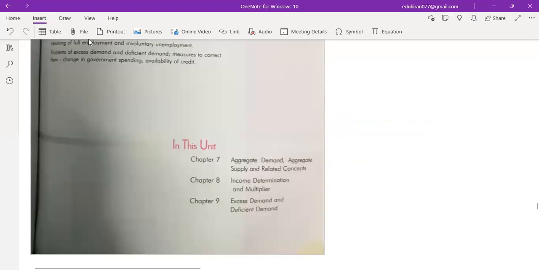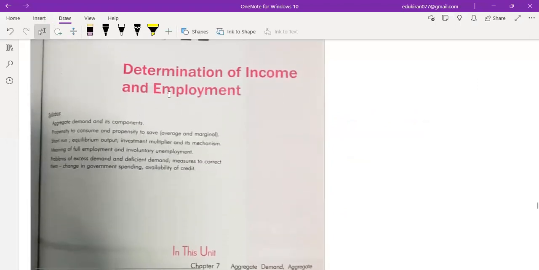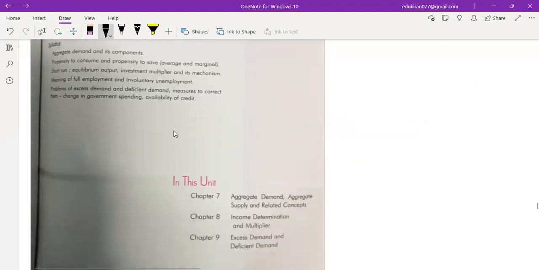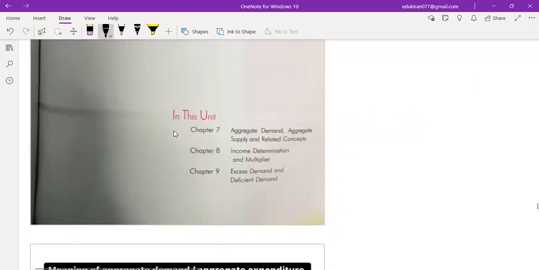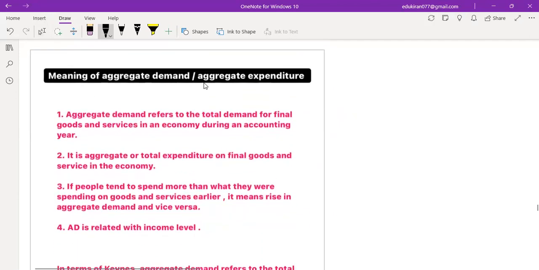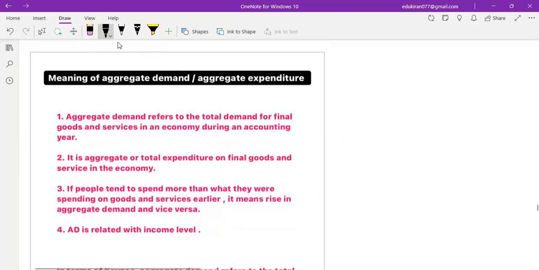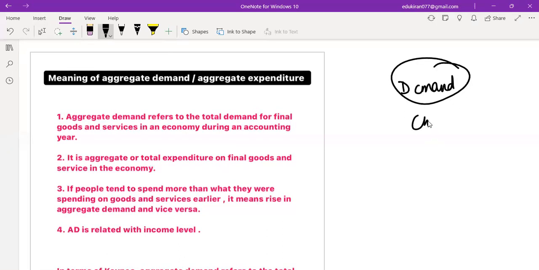Now in this chapter, determination of income and employment, we will do three chapters. First one is aggregate demand and aggregate supply and related concepts. Second one will be income determination and multiplier, and third one will be excess demand and deficit demand and how to correct it. First let's start with aggregate demand. Aggregate demand is also known as aggregate expenditure. Why? Because when you are demanding something, like for example, you are demanding that you want chocolates, that means you are ready to spend 10 rupees to purchase that chocolate. That's why aggregate demand is sometimes known as aggregate expenditure.